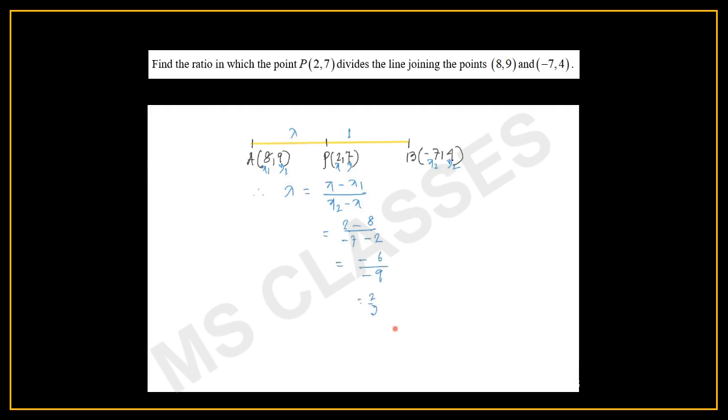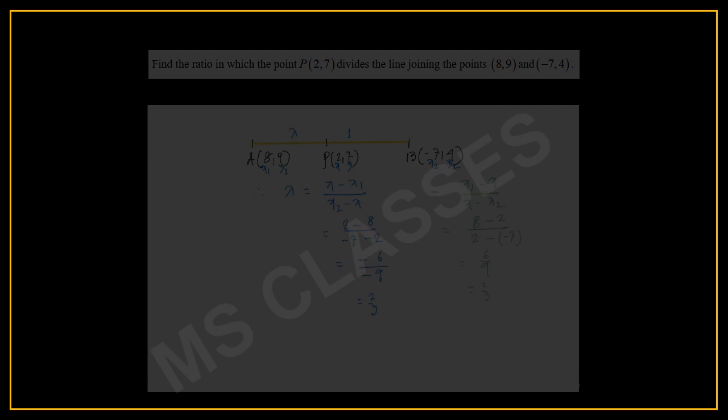Sometimes you can think that we have learned the formula in this form: (x1 minus x) by (x minus x2). Both are the same, just a minus taken common. Then also you get the same result, because x1 here is 8 minus x, where x is 2, by 2 minus of minus 7. Ultimately 6 by 9, which is 2 by 3.